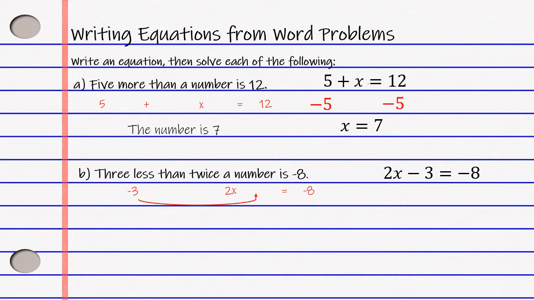Now we solve that to figure out what that number is. To solve that, we add 3 to both sides, and we get 2x equals negative 5, and then we divide both sides by 2, and we get x equals negative 2.5. So if 3 less than twice a number is negative 8, that number is negative 2.5.